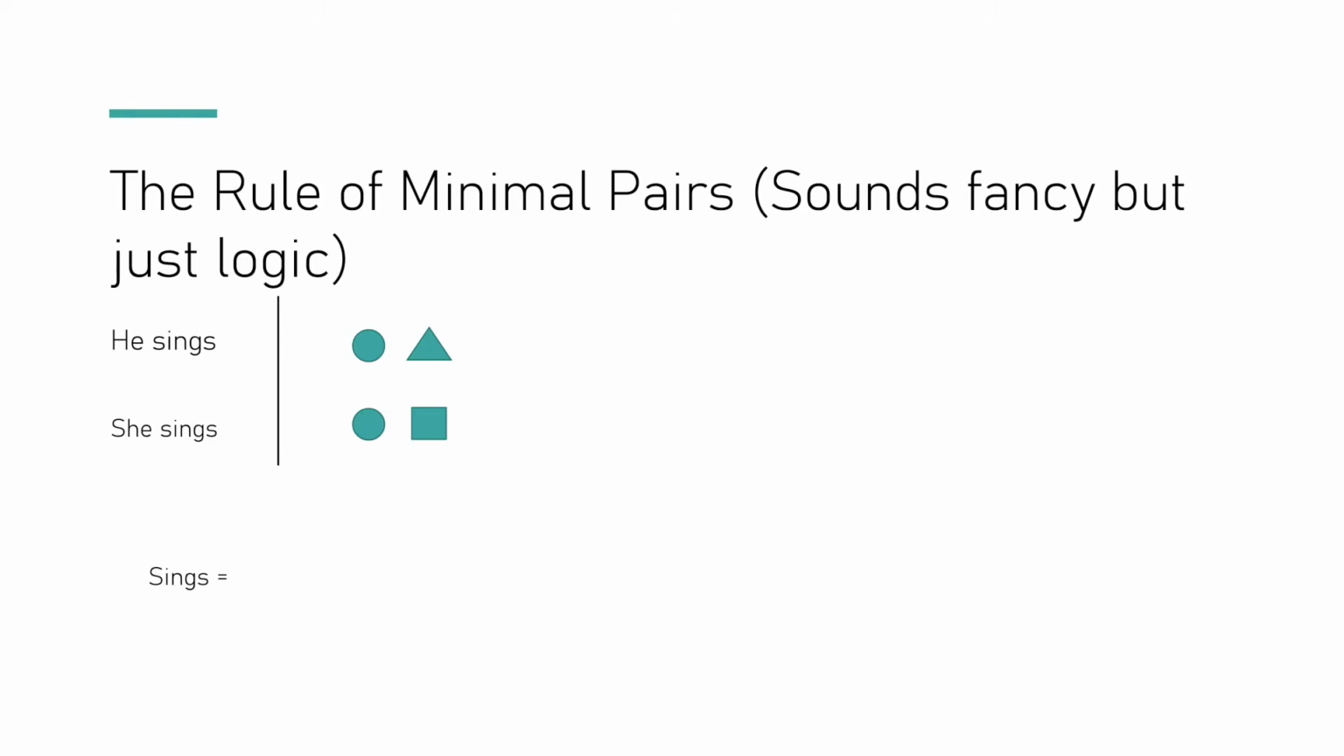Even if you don't know whether he or she means triangle or square, we can tell with absolute certainty that circle is sings. And this is basically the rule of minimal pairs, and this is what we need to follow as we go through the next few questions. Figure out the smallest pair that you can find and figure out a word that you can factor out and exploit that word as much as you can to figure out other words. And that's how we operate in linguistics.